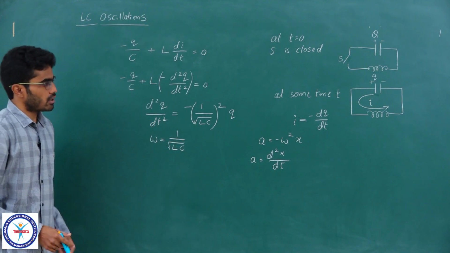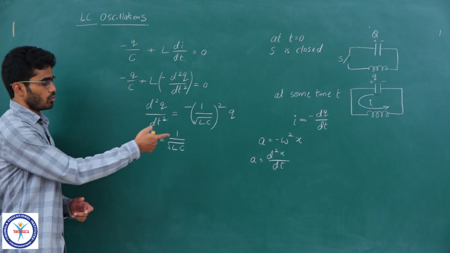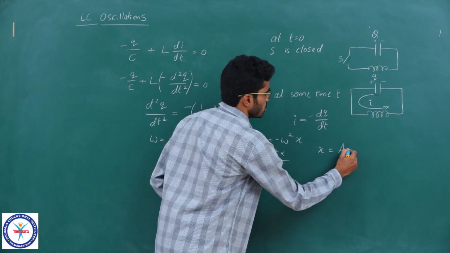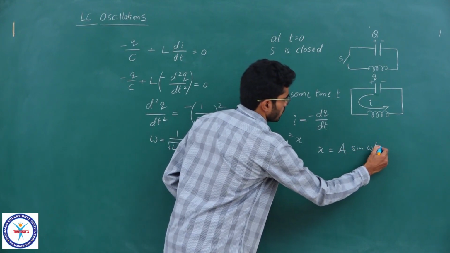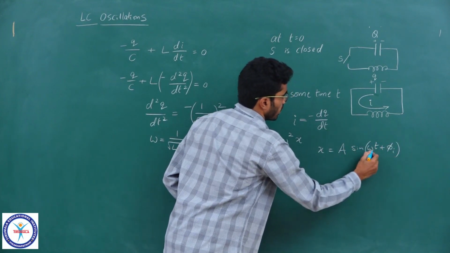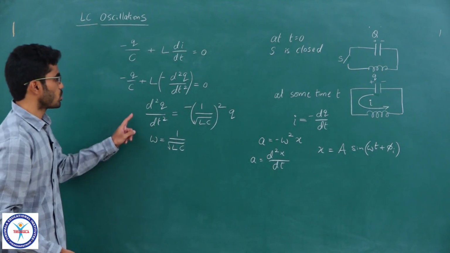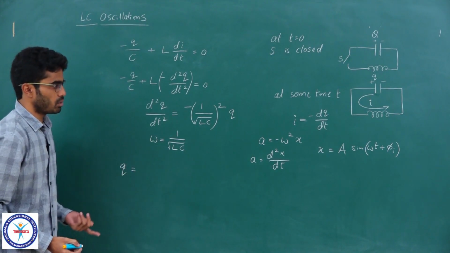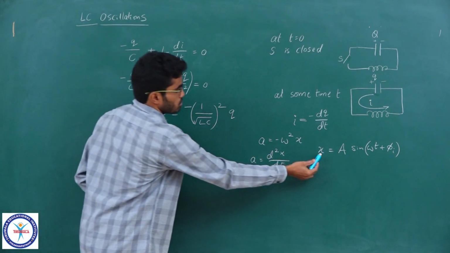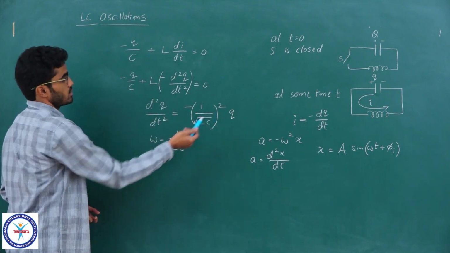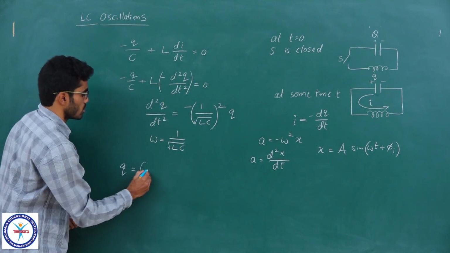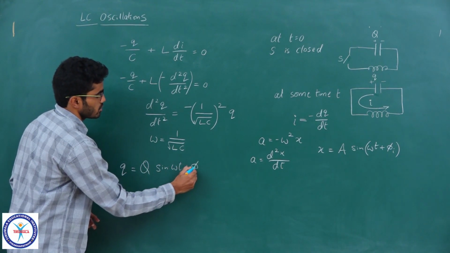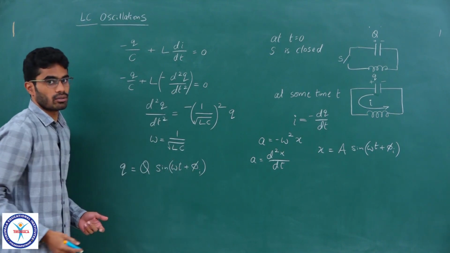So we already know the equations for SHM. If you want to write the displacement equation, you can write it in this way: amplitude into a sinusoidal function, sine of omega t plus phi i. Similarly, the solution for this equation is also in the same form. The displacement's maximum value is the amplitude, and the charge's maximum value is capital Q here. So it is Q into sine of omega t plus phi i, some initial phase.